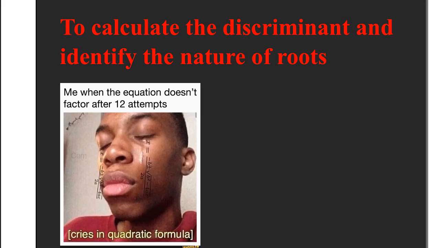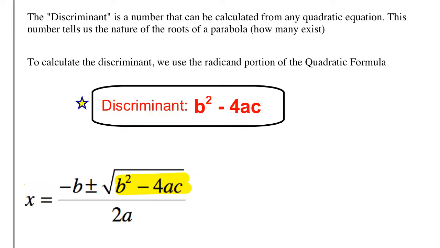Hello everyone. In this video, we're going to be talking about how we can calculate the discriminant and how that can be used to identify the nature of roots for a quadratic function or a quadratic equation. So the first thing to note with the discriminant is the actual formula that's applied with it. It's b squared minus 4ac, where a, b, and c are the coefficients of a quadratic in standard form.